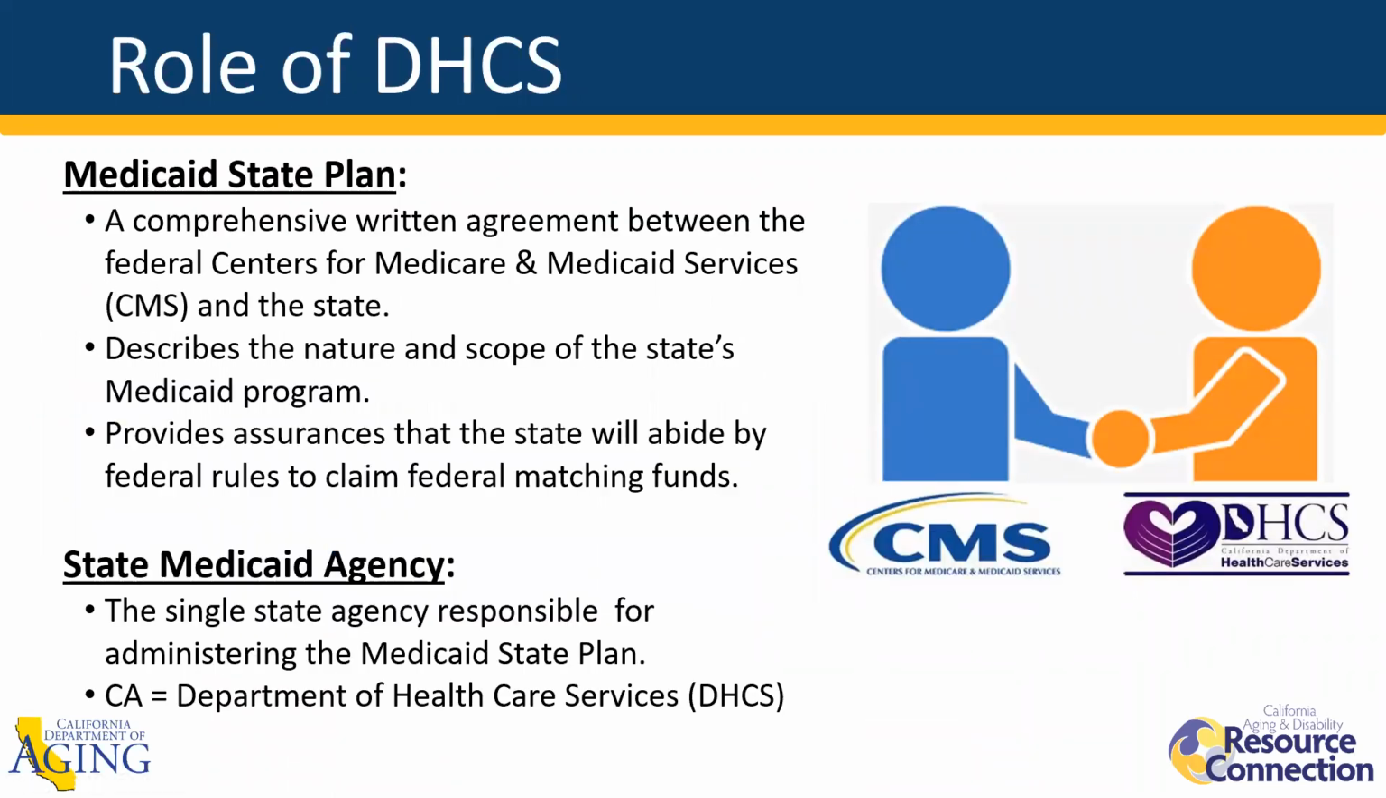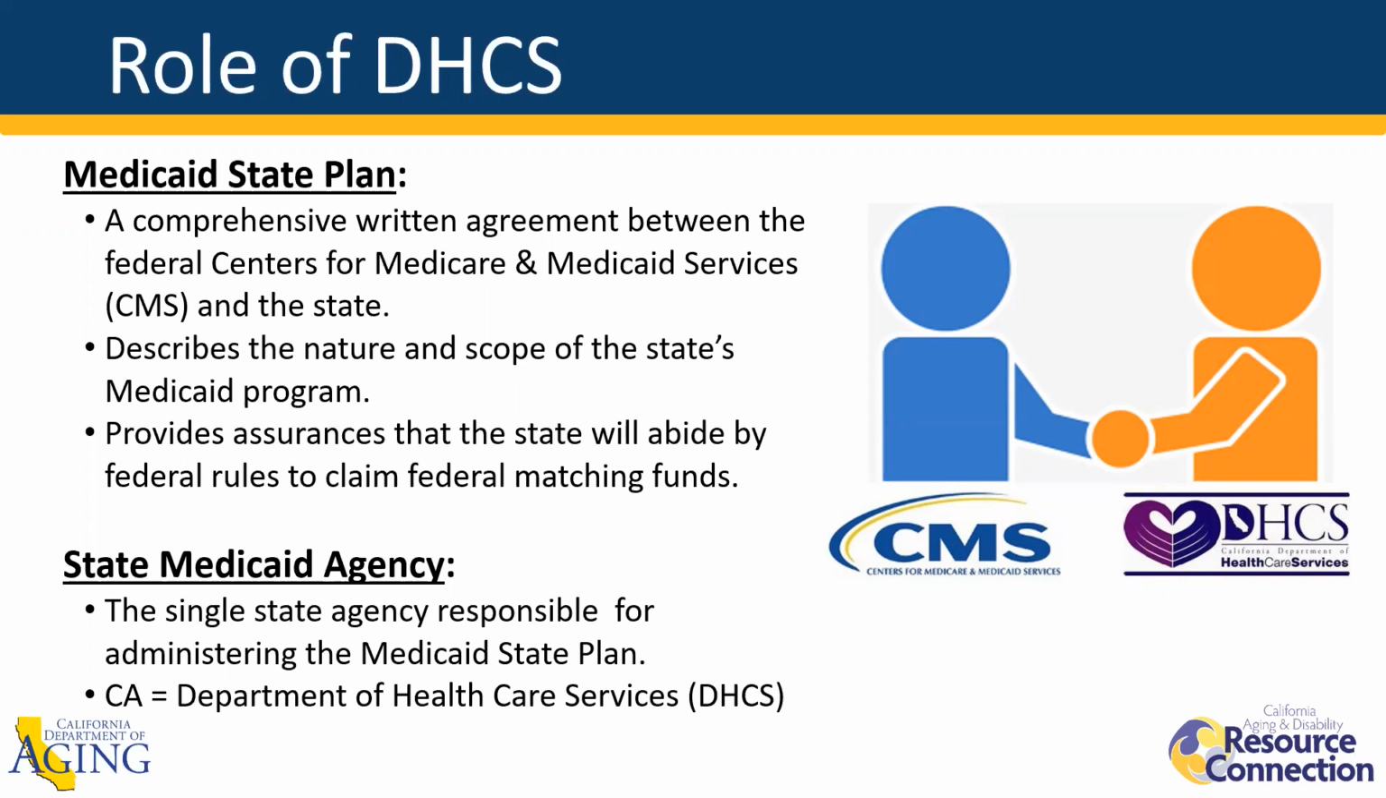Okay, so we know how the federal share is calculated. Let's talk a little bit about the state's responsibility. Every state has what's called a Medicaid state plan. It's a comprehensive written agreement between the feds and the state, and by feds, we mean the Centers for Medicare and Medicaid Services, or CMS. This state plan describes the nature and scope of the state's Medicaid program, including all of the covered benefits and who's covered. It also provides assurances that the state is going to follow the federal rules in order to claim matching federal funds.